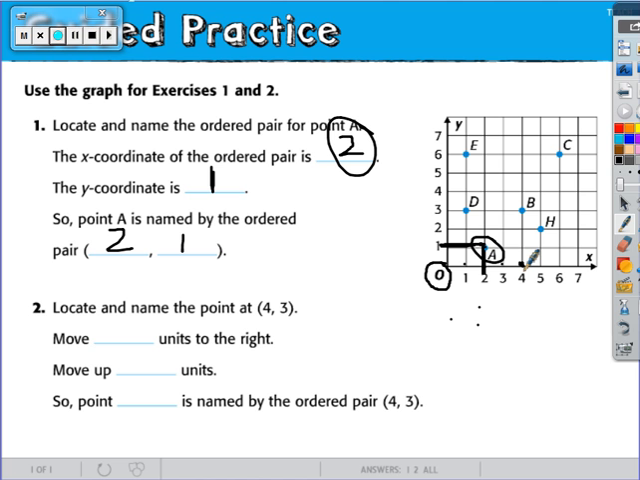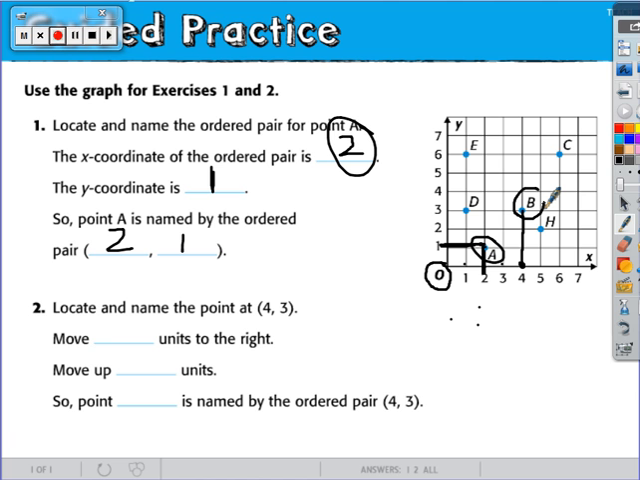Now, I have to find the y coordinate. Which direction do I need to move to find the y coordinate? Up. I have to move up to find the y coordinate. And in this case, the y coordinate is what? 3. So I need to move up how many places? 3. So I start from my 0, 4, and I move up 1, 2, 3 places.